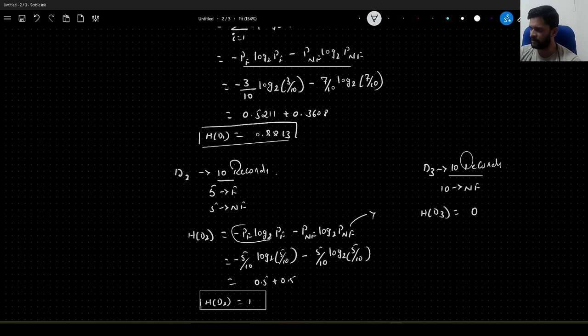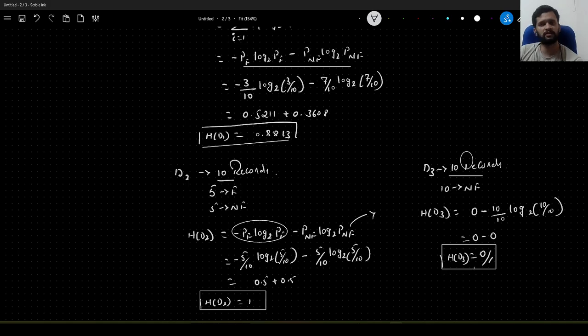So this part will be 0 in this case, minus probability of non-fraudulent. So it is 10 by 10 into log 2 of 10 by 10, right? So if you work it out, it will be 0. So the entropy of this particular data set D3 is 0. So what you can conclude is, if we have a mixture of both the classes in the data set, we will have the entropy value greater than 0. If we have all the records belonging to only one class, the entropy will be 0. Okay, so this you have to remember.